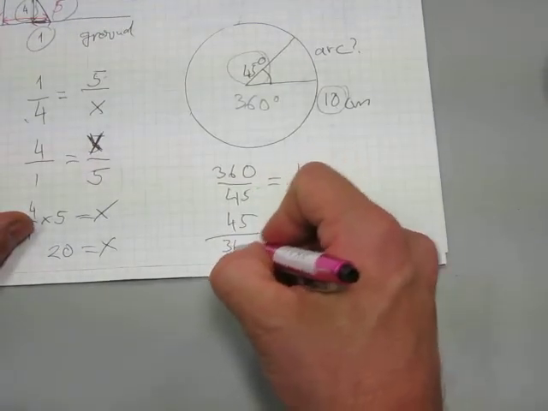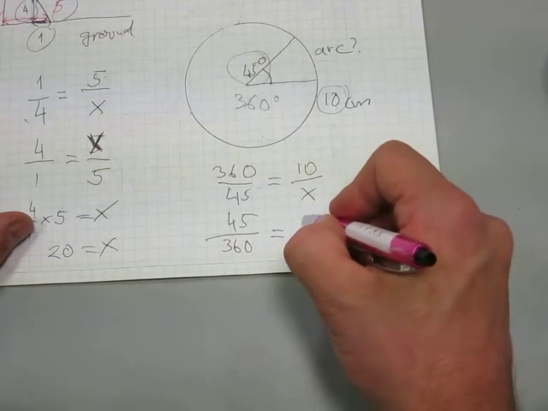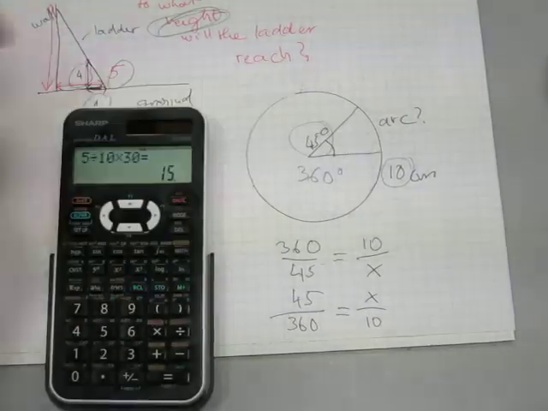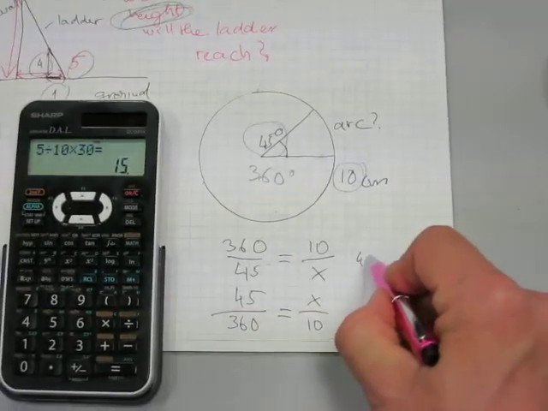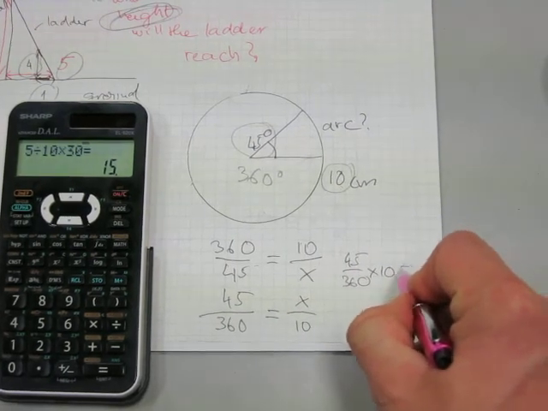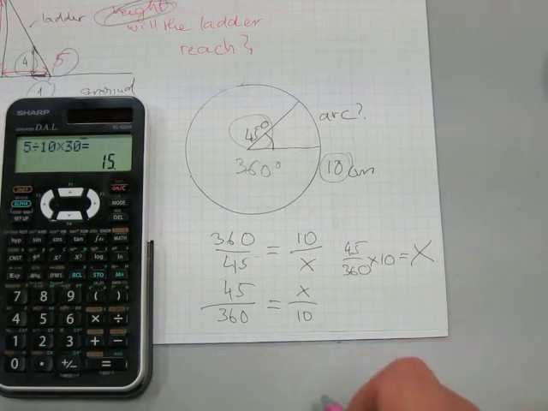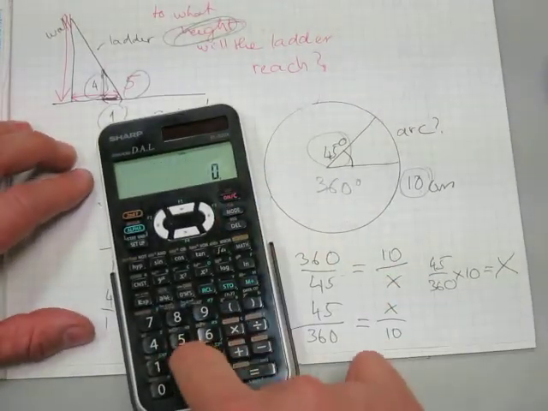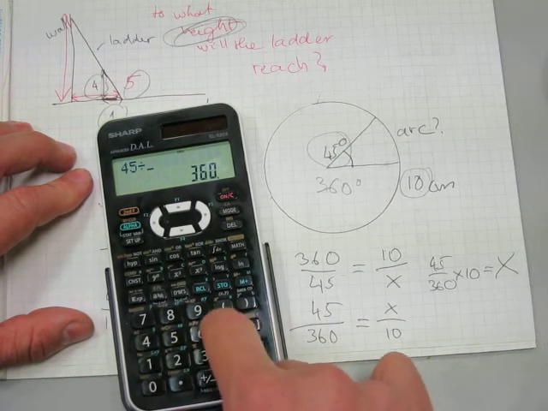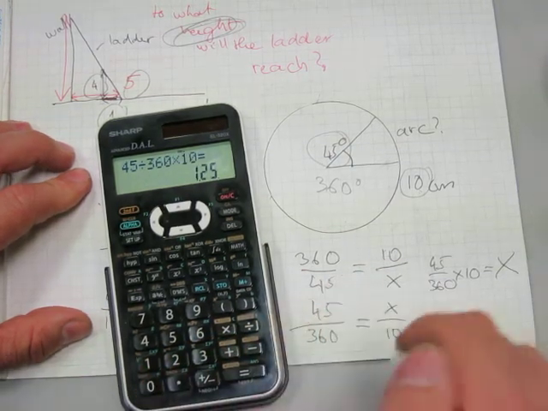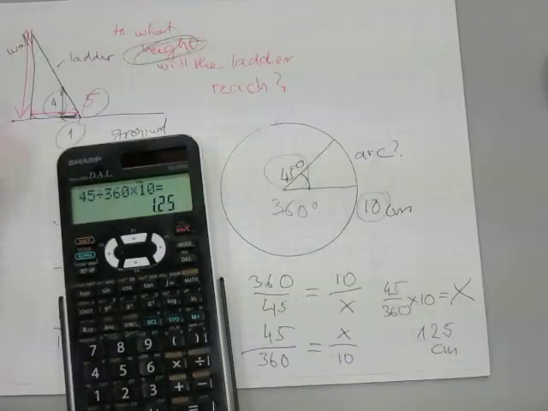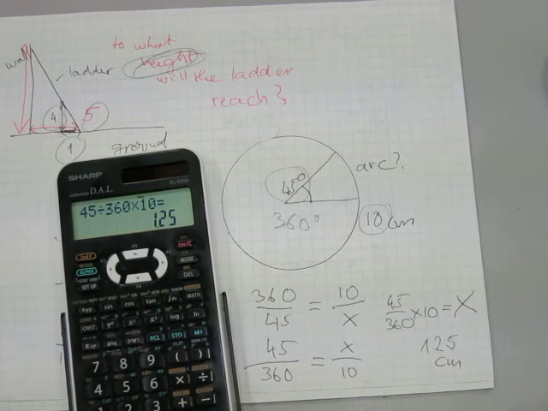45 divided by 360 and x over 10. We'll do it on a calculator. 45 will be divided by 360 and then multiplied by 10, and that will equal our arc length. Let's do this. 45 divided by 360 multiplied by 10 equals 1.25. It is 1.25 centimeters for arc length, figured out without trigonometry.